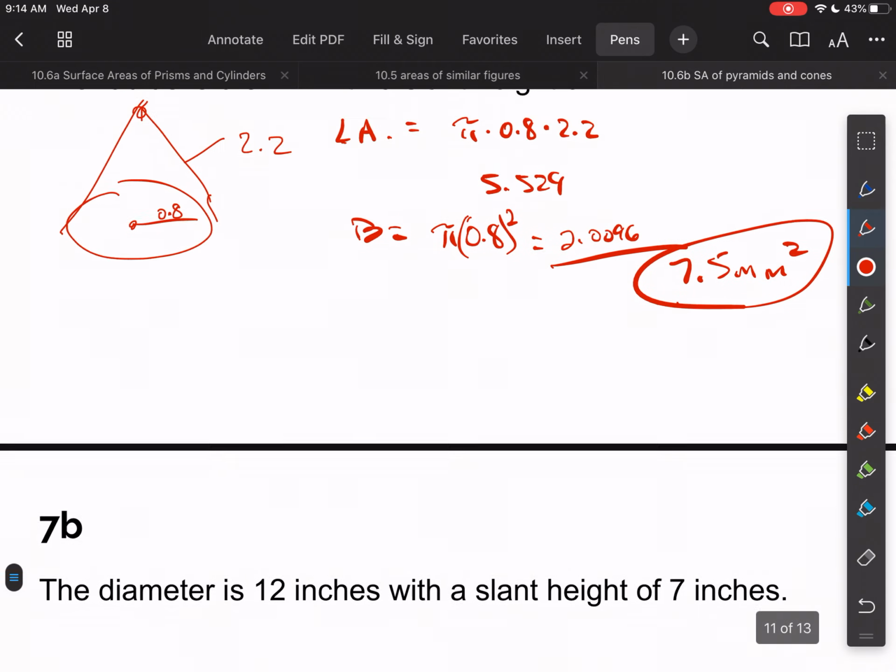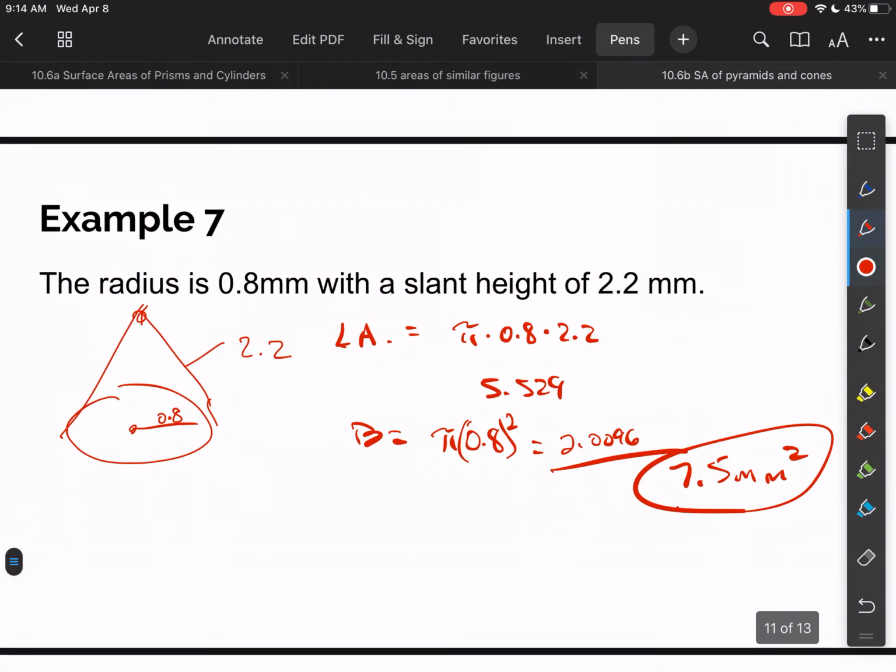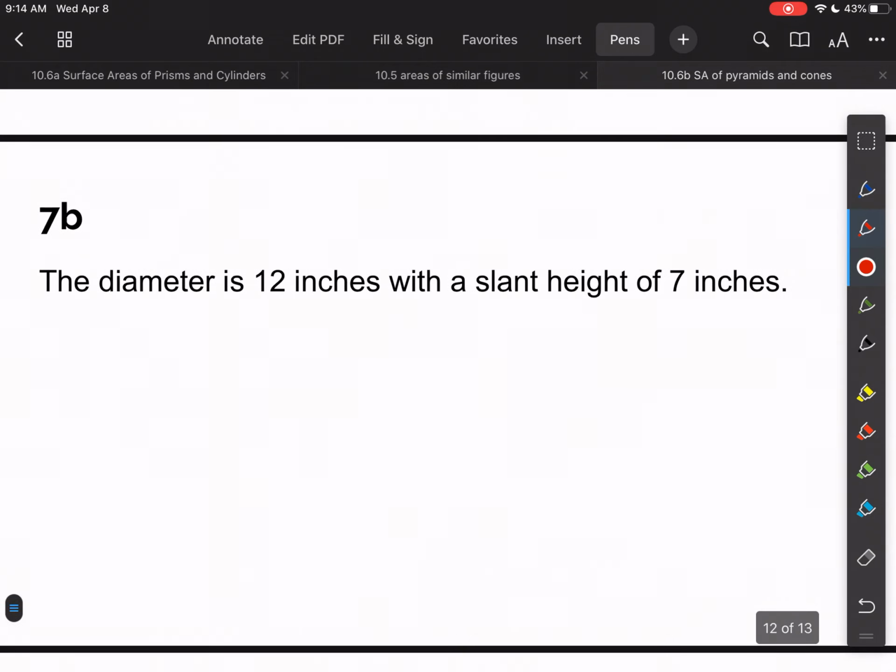Again, I encourage you to pause the video, try the next one out on your own, and then replay the video and see if you got it. This is giving us a diameter in 7b. We need a radius, so the radius is equal to 6 since the diameter is 12. I don't use the diameter again because I just needed it to find the radius. Then we have the slant height of 7 inches.